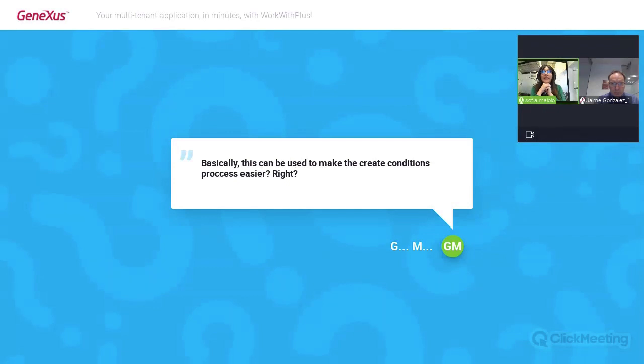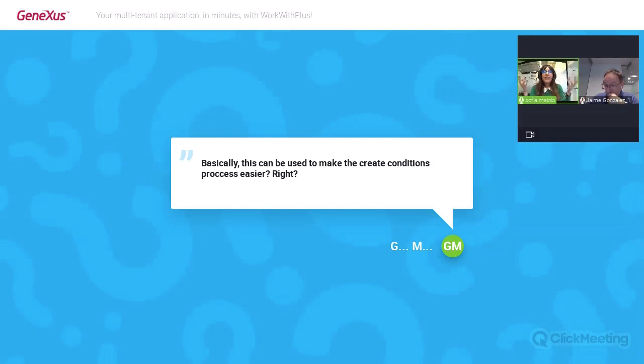Gustavo, basically this can be used to create the conditions process more easily, right? Yes, you can create the conditions, but it's not only the conditions. We are creating conditions, rules, and adding behavior into the search functionality, the import functionality, and the view object. Of course, you can create all of these manually, by adding all these validations in every object, but this is done automatically and is much faster than doing it manually.